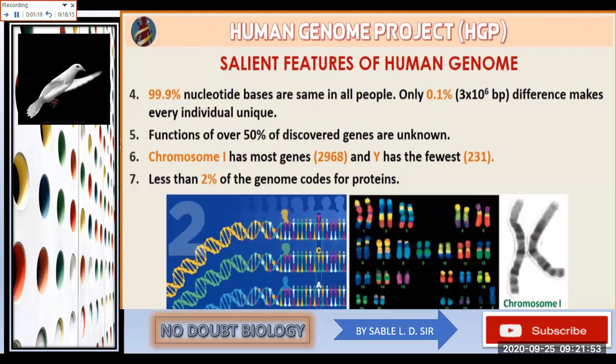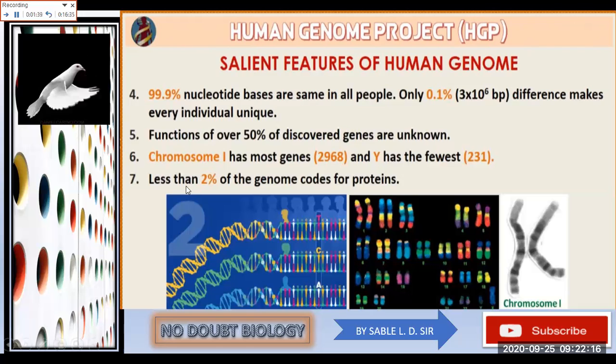Okay. Of the chromosomes, chromosome one has the most genes, near about 2968, and the Y has the fewest, only 231. So the maximum number is on chromosome 1. Okay, that will be there.